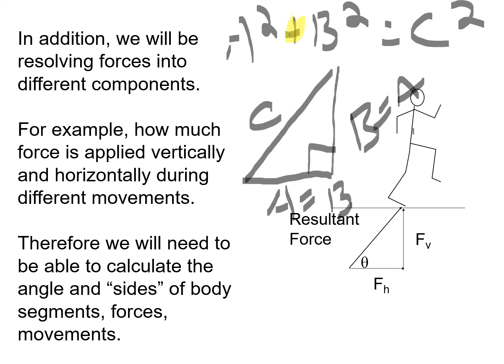Oh, I was hoping that was going to be translucent. We're adding them, so it doesn't matter which one is which, but C matters. So if I square A and I square B and add them together, and then I take the square root, that will give me C. So we use all of this to resolve forces into different components: how much force is applied vertically and horizontally into different movements. So we need to be able to calculate the angles and sides of a body segment and the forces and resultant movement.